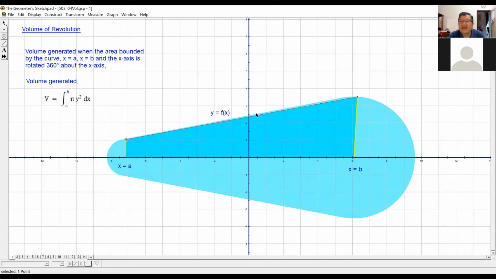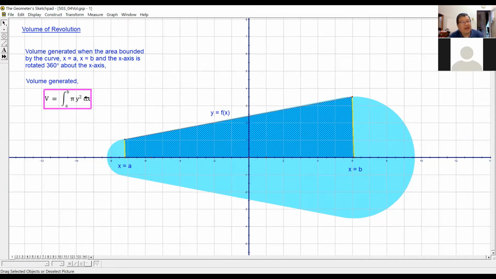So what they are trying to say is that this area here, the area bounded by the curve, the top line, x equals a, the yellow line, x equals b, the yellow line, and the x-axis, this black line. So this trapezium is rotated 360 degrees about the x-axis, and the volume generated is, if it is the x-axis, pi y squared dx.